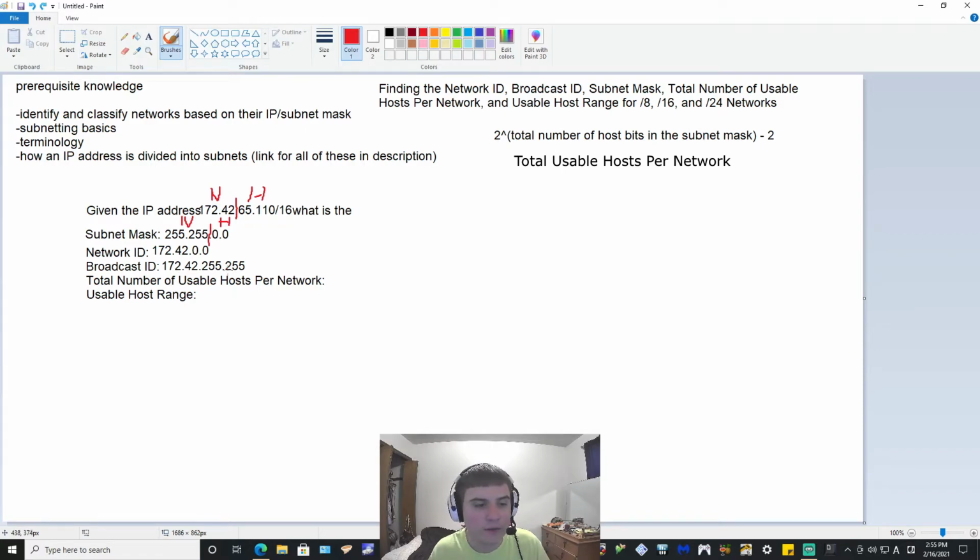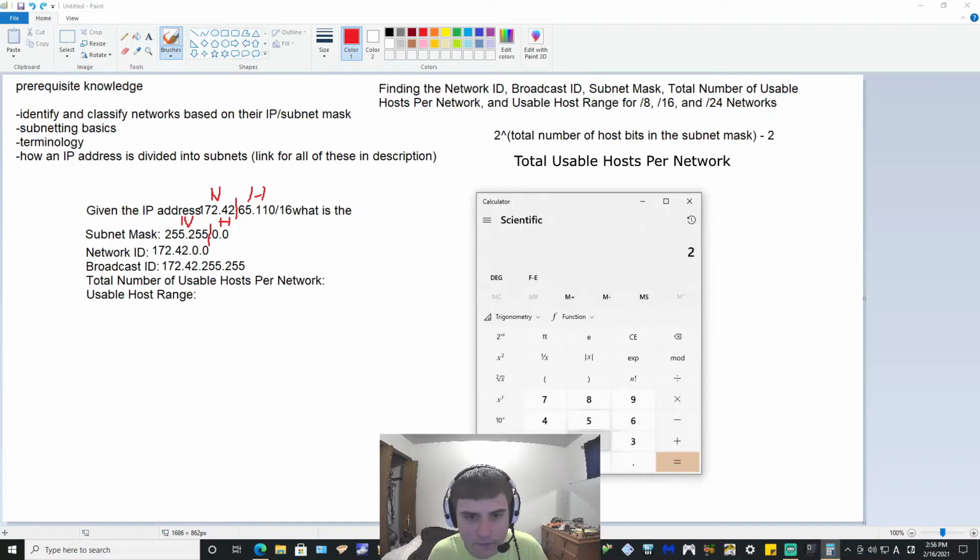So when we're finding the total number of usable hosts per network, we can say 2 to the power of... we have 8 in this one, 8 in this one, so that's 16 in total, right? So 2 to the power of 16 minus 2 is our total number of usable hosts in the network. So I'm going to quickly get a calculator out and figure that out.